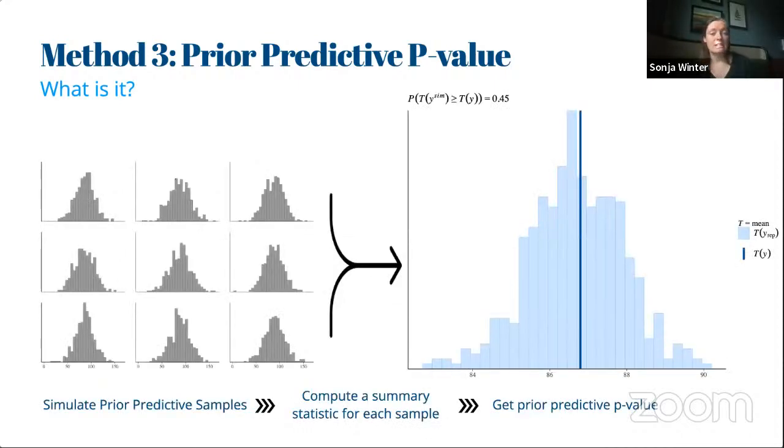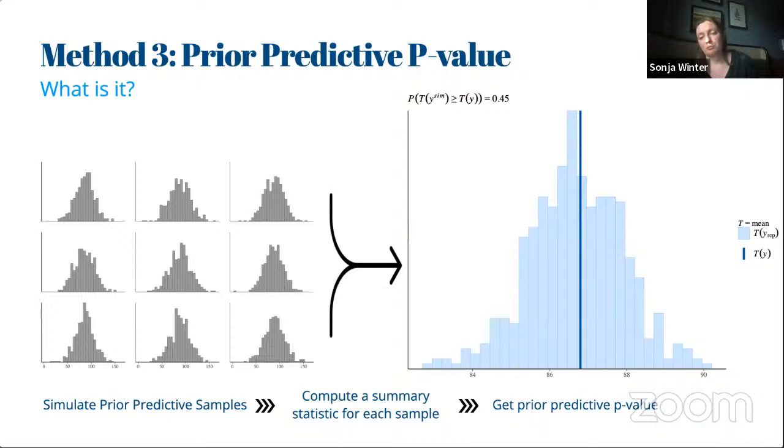These samples are shown, for some example, here in the bottom left. In these gray distributions, we have 9 prior predictive samples that are representing some sort of observed variable. And then to translate those into a prior predictive p-value, we compute a summary statistic for each of those samples. So for example, we think something relevant about our observed data is its mean. So we compute the mean for each of these samples, and then we create something called a prior predictive distribution, which is shown here with these light blue histogram bars.